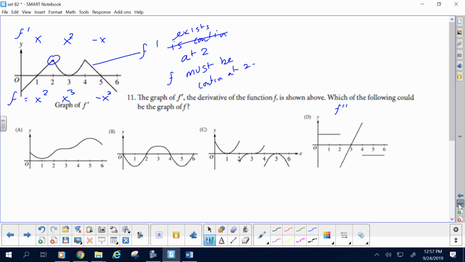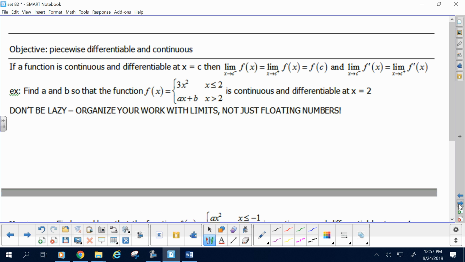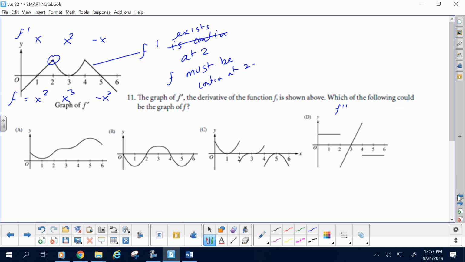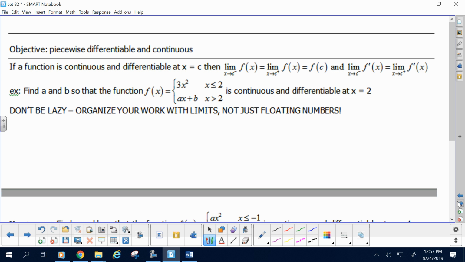All right, cool. Let's go on to piecewise. Is that all for that slide? Is that all for that one? Okay, cool. All right.